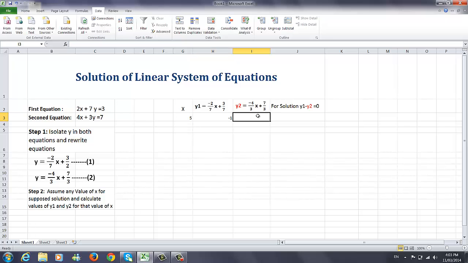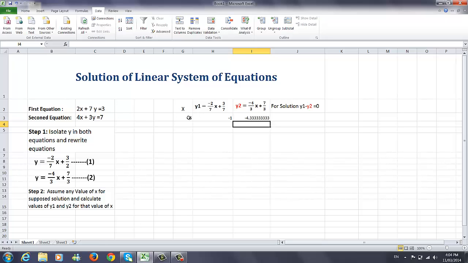Similarly, we will get the value of y for our second equation against this value of x by entering a formula: equal to, negative sign, then start bracket 4 divided by 3, bracket close, times the value of x for which we are going to calculate the value of y, that is again in G3. So G3, then plus 7 divided by 3, and this should give us the second value of y for equation 2.